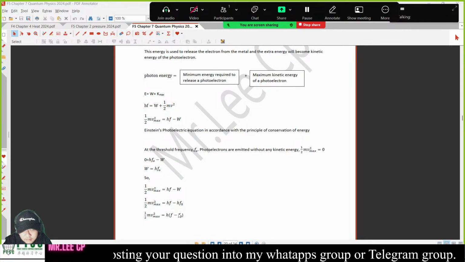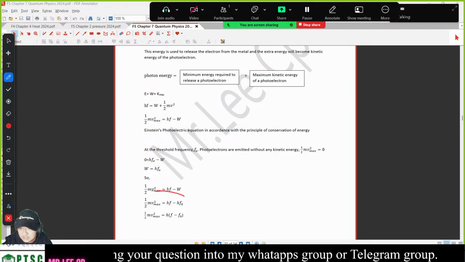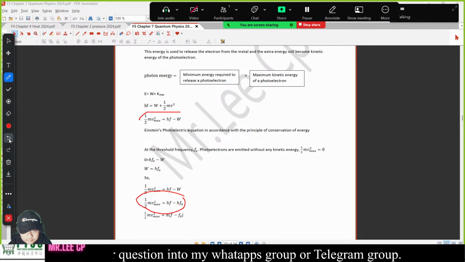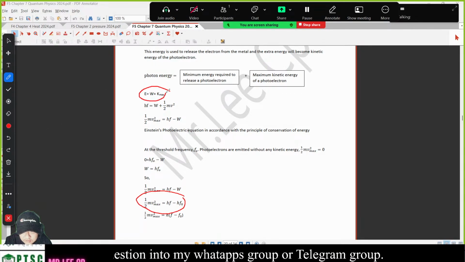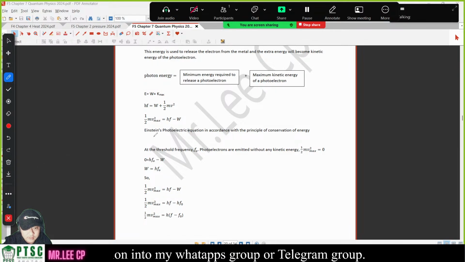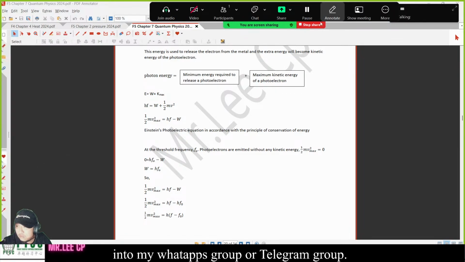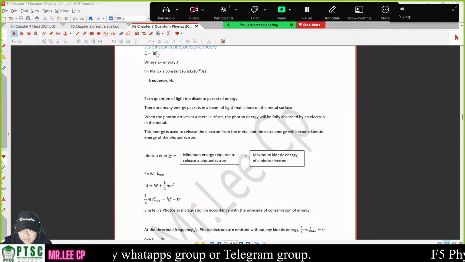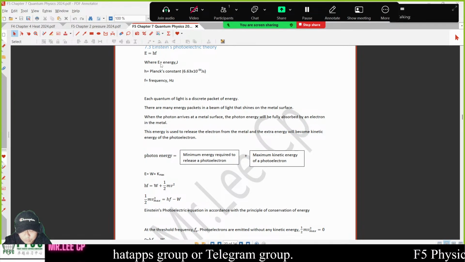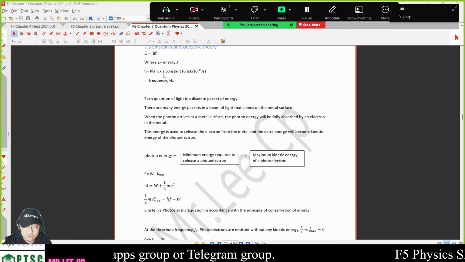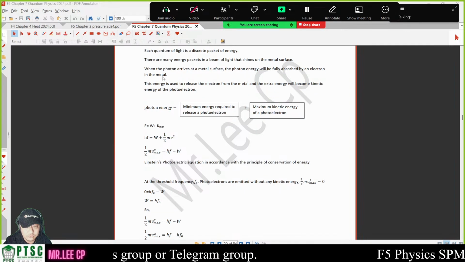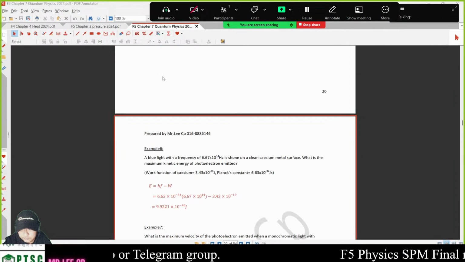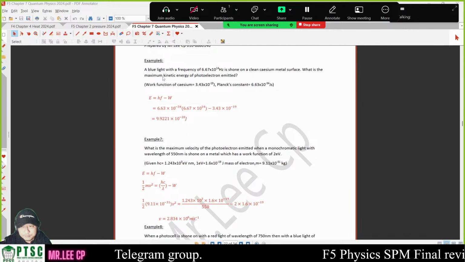And if not mistaken, this one is given in SPM. The first one is given, but the one with lambda is not given. So you need to derive it on your own. Calculation.